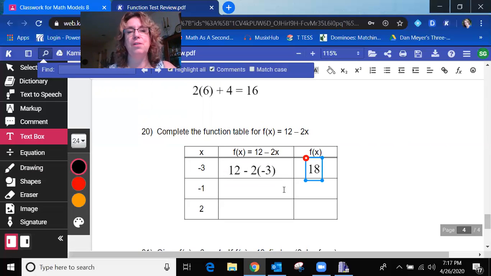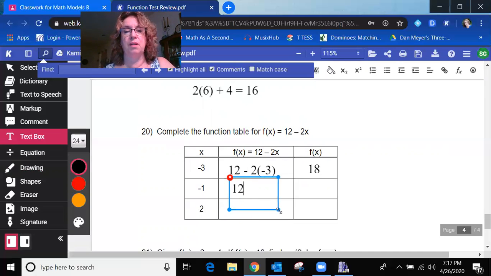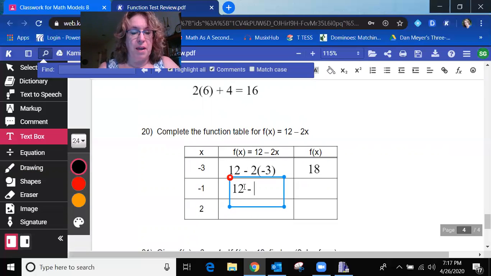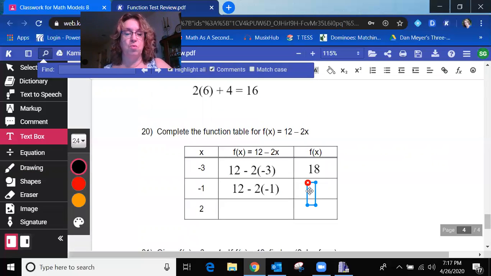Again, just type it into your calculator if you're having some issues. If any of this is not working for you, just give me a call or a text or something. I'll try to help out as best I can. 12 minus 2x, that's what it says. Take the x out, in parentheses, -1. I'm going to do the multiply first. -2 times -1 is plus 2. 12 plus 2 is 14.